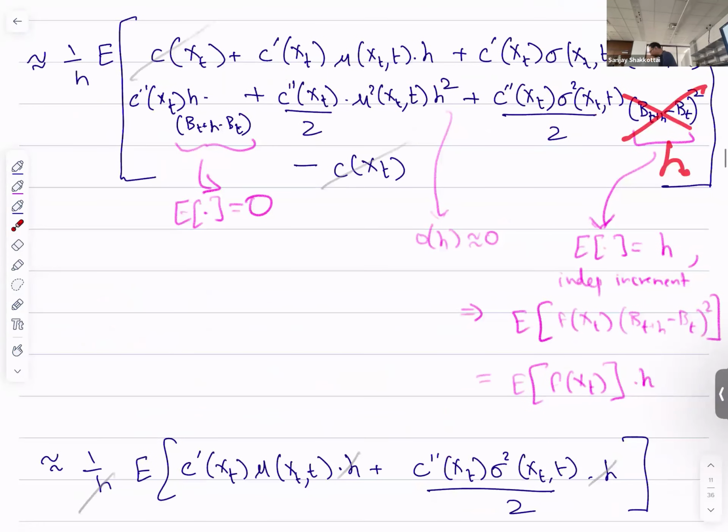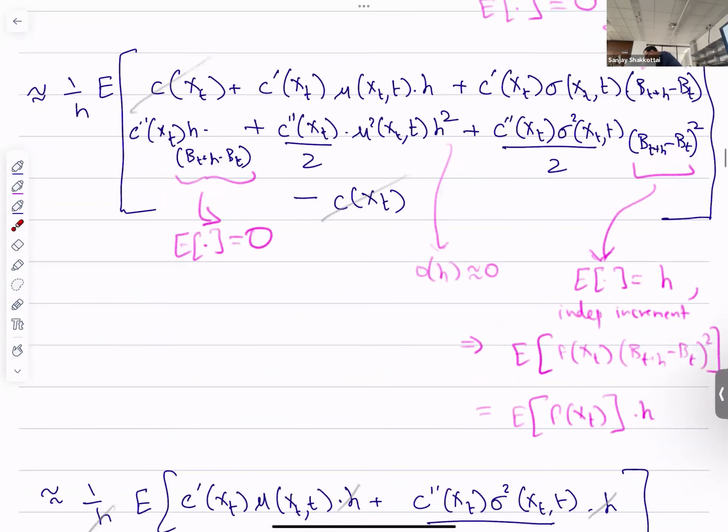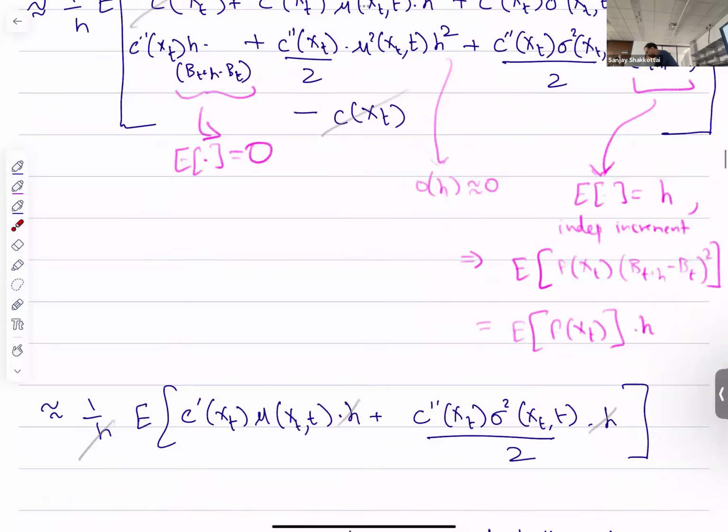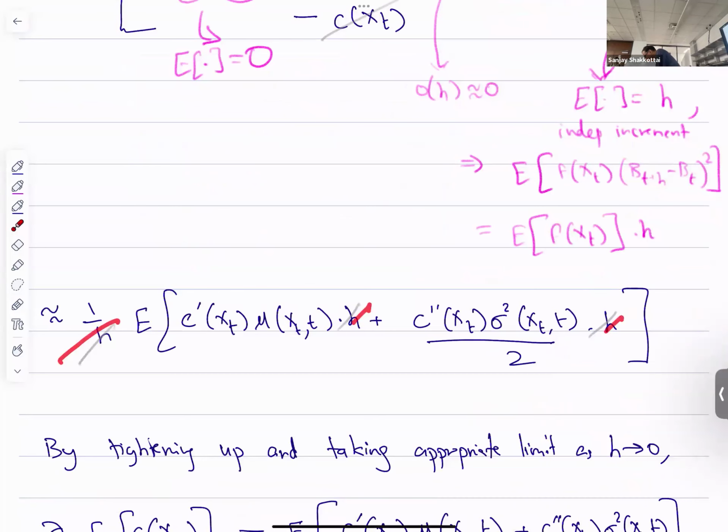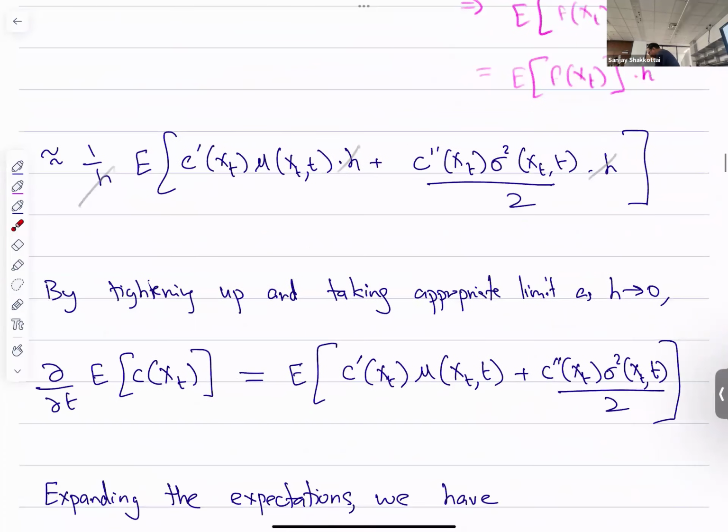So if I do all this, the only terms that survive are this one, c prime mu times h, and then c double prime sigma squared by 2 times h. The h comes because of the Brownian motion squared expected value. Now it will cancel with this h. And by taking limits, essentially we get the following evolution.